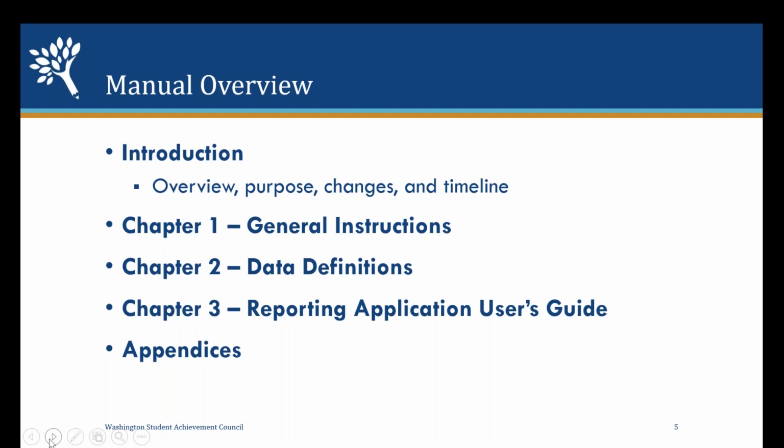So we have the introduction, and in the introduction you've got the overview, purpose, changes, and timeline. And I will encourage you to look specifically at the changes, because that's where we put any new things that happened over the last year that will help you complete the unit record more timely and completely. Chapter 1, general instructions. Chapter 2 are the data definitions. Chapter 3 is the reporting application user's guide. And the last bit is the appendices.